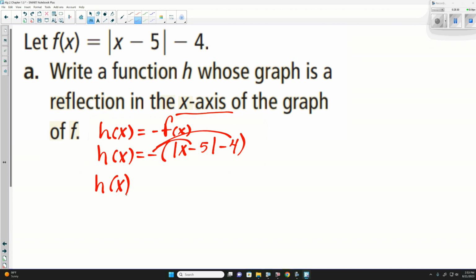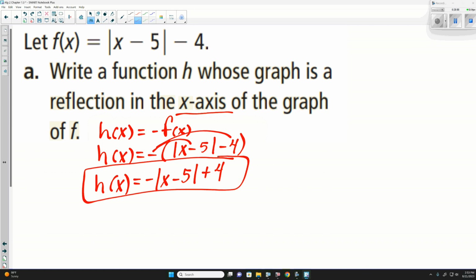So we drop the parentheses and distribute it through. Now, the negative won't go into the absolute values, but it will go out front, telling us that we have negative absolute value of x minus 5. And it would be plus 4, because our negative times negative 4 will make it positive 4. So we get this here. Questions on this so far?